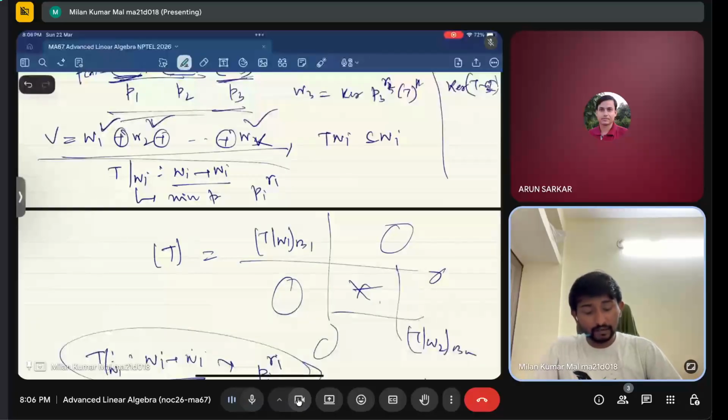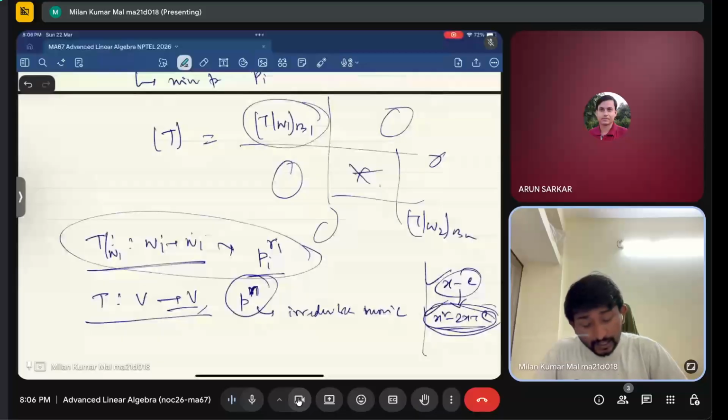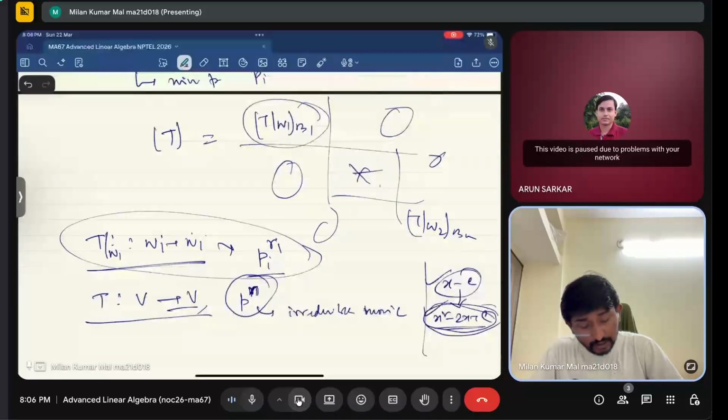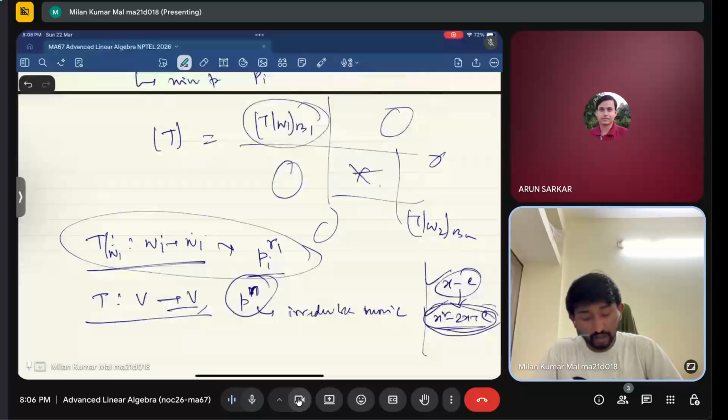So let's restate the question: T is a linear operator from the vector space V to V, for which the minimal polynomial is P to the power n, where P is an irreducible monic polynomial. These are the simplest cases. If we know the answer for this, then we can express the general one; each block can be simplified. This is the target.